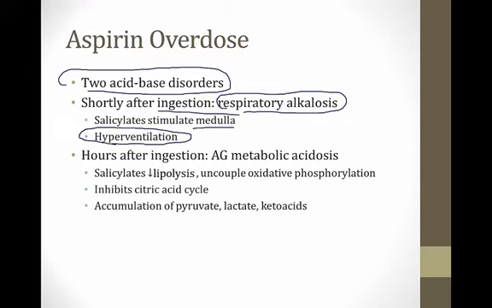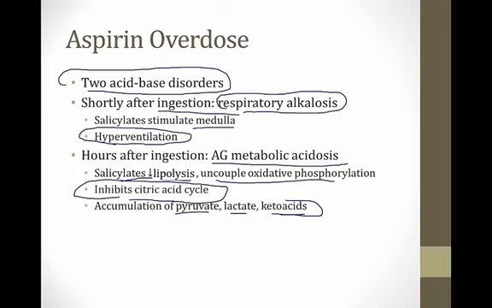Several hours after ingestion, there's an anion gap metabolic acidosis that occurs. And this happens because the salicylates block lipolysis and they uncouple oxidative phosphorylation, and this is going to inhibit the citric acid cycle, which you know from your biochemistry. As a result of this inhibition, there'll be accumulation of pyruvate and lactate and keto acids, and all these things cause an anion gap metabolic acidosis.